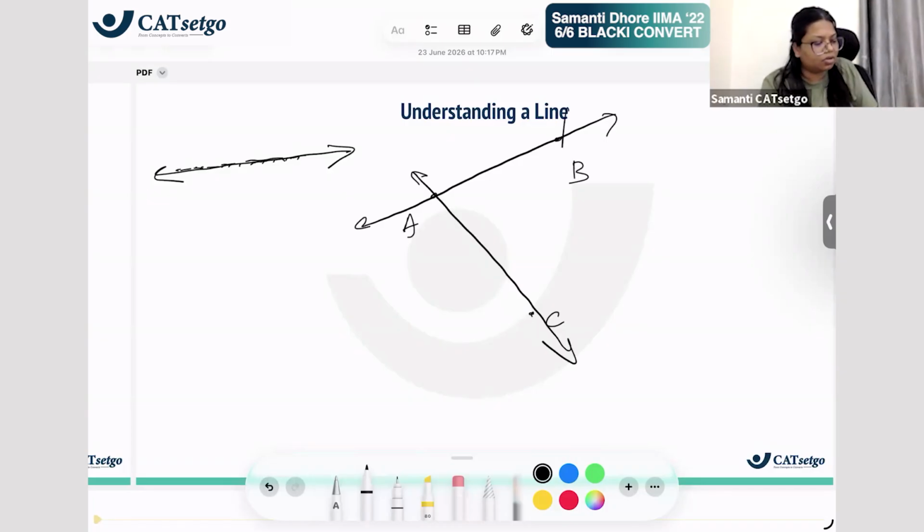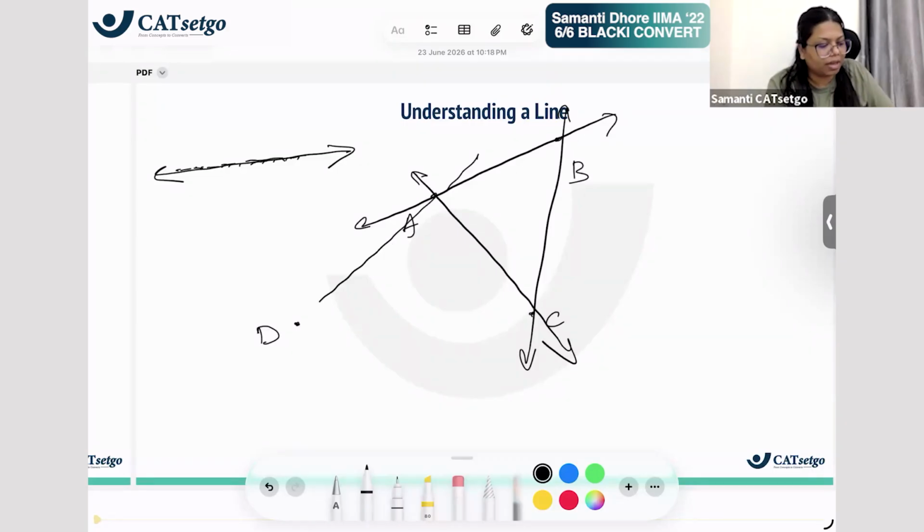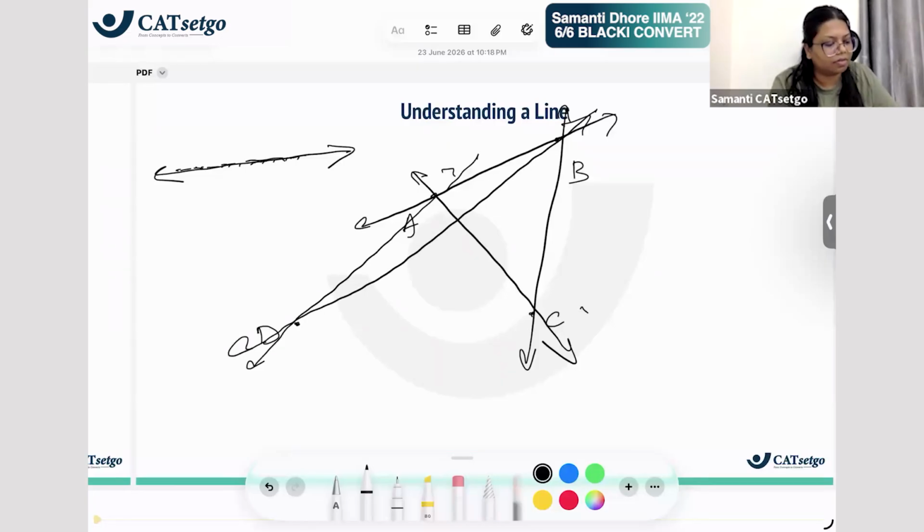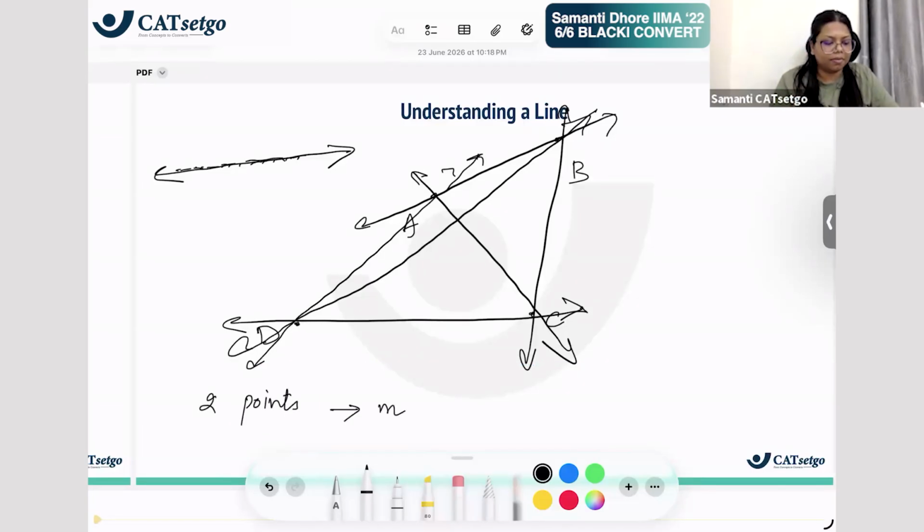And from B and C also a line will pass, right? And then there's a point D. So you take a third point D. One line will pass from A and D as a combination. One line will pass from B and D as a combination. One line will pass from C and D as a combination, right? So on and so forth. This is limitless, right? But it's just basically 2 points. If you get a minimum of any 2 points, you can make a line out of it, right?